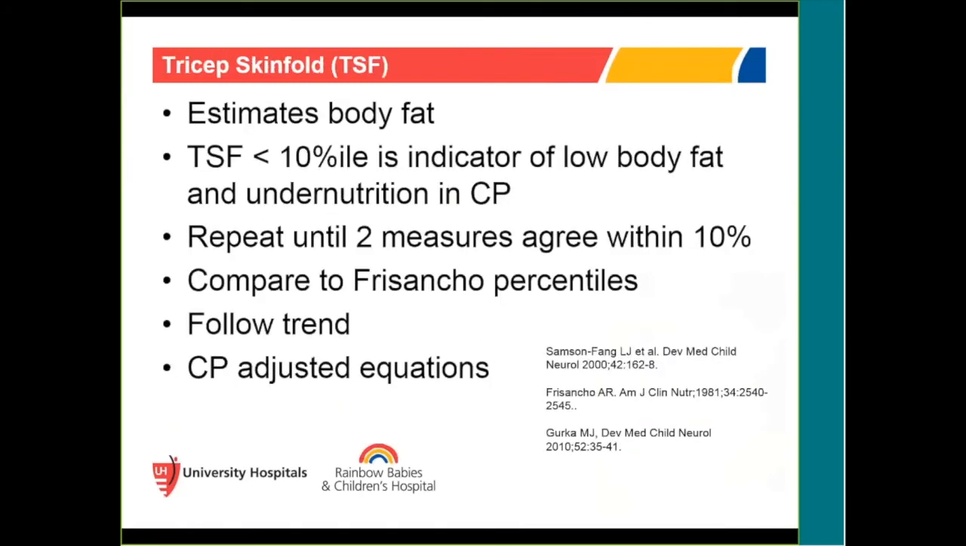The next measurement that we do is the tricep skin fold measurement, and this is helpful in estimating body fat. Tricep skin fold less than the 10th percentile can be an indication of undernutrition in children with cerebral palsy. We want to repeat this measurement 2 times within 10% to be sure we have an accurate measurement. We want to follow the trend, again, with this measurement.